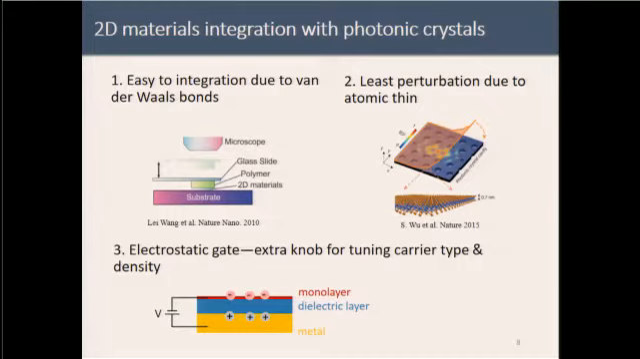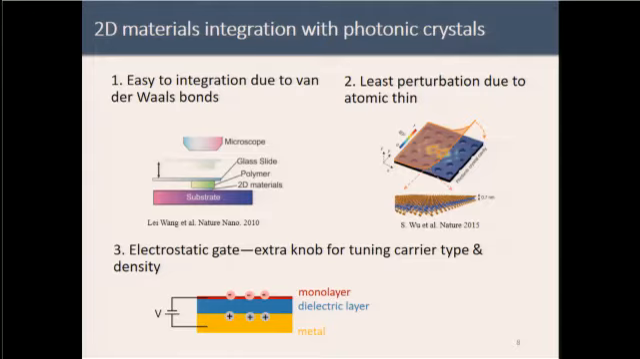Second, when we combine two-dimensional layered materials with photonic crystals, as you can think, these are so thin that they create the least perturbation to the existing photonic crystal mode. By this I mean photonic crystals have certain structures, but if you add too much material on top of them, they could be ruined. But these atomically thin layers will not, or will at least not ruin them too much.